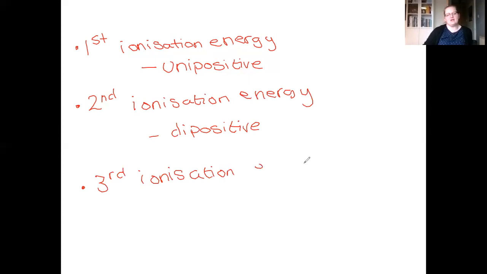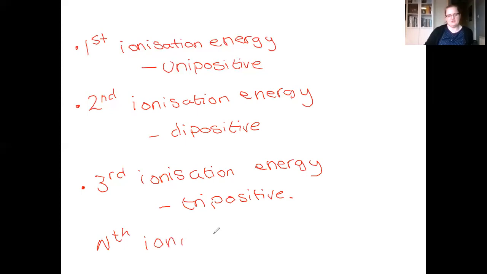will produce a tripositive ion. And the pattern just goes on and on. So we would call this whole process the nth ionization energy. Depending on whichever ionization energy it is, that determines what charge ion you get. And that is pretty much it for ionization energies and electron configurations.